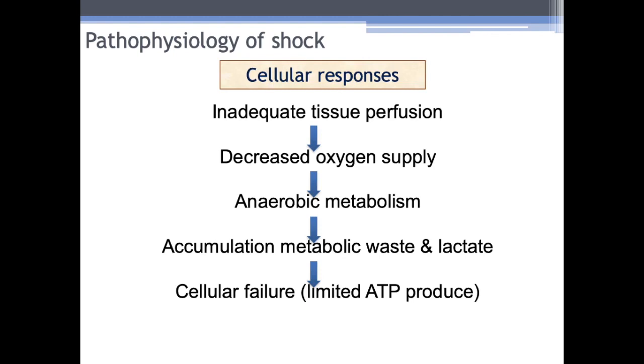As you know, this inadequate tissue perfusion can lead to decrease of oxygen supply, and it leads to a shift from aerobic glucose oxidation to anaerobic glycolysis. It will be characterized by decrease of energy production and accumulation of different waste products, and one of them is lactic acid.